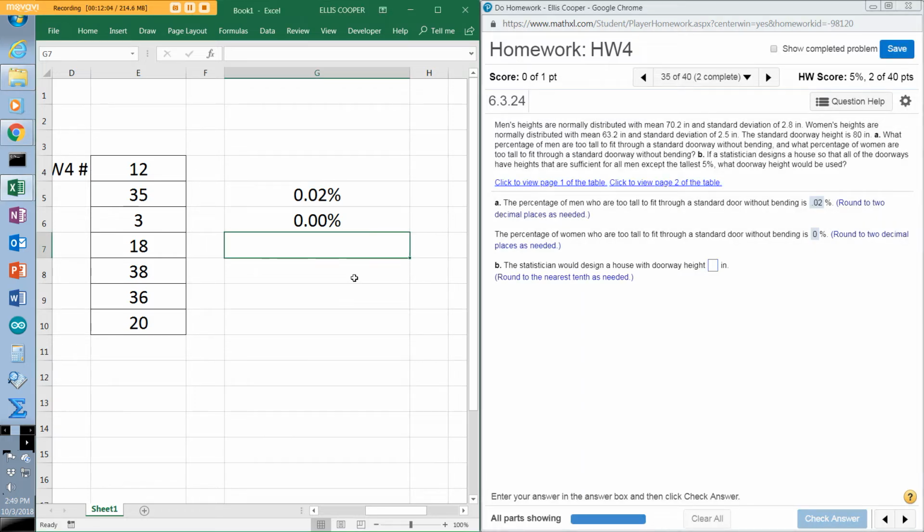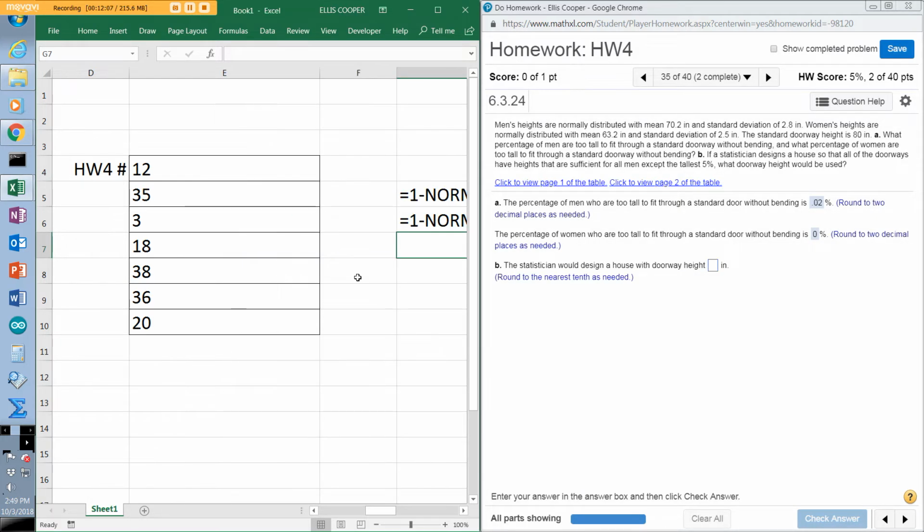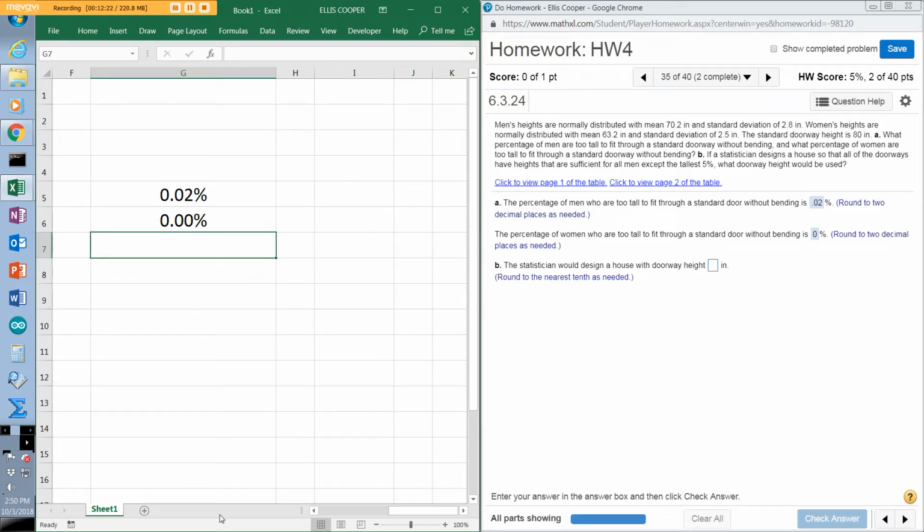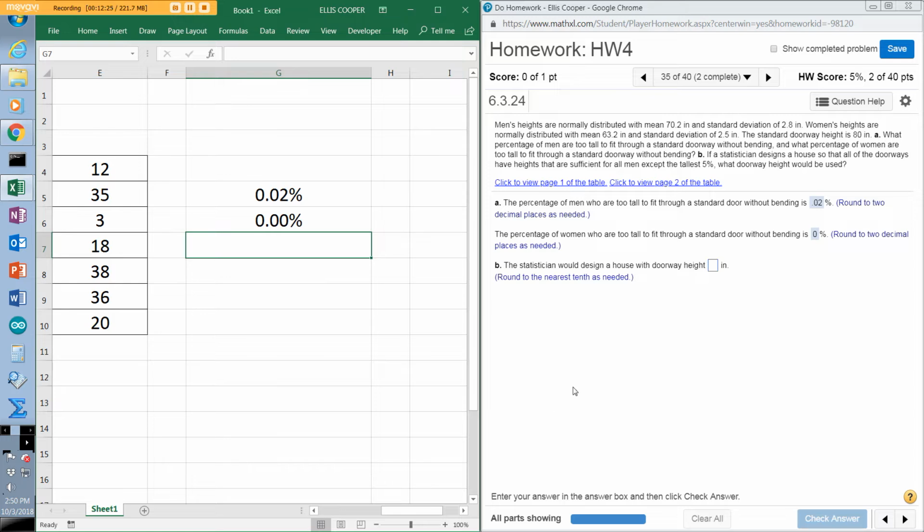Okay? Let me show you the formulas I'm using, because you always want to know the formulas. There they are. The top one is for men. The bottom one is for women. They're both right tail cumulative probability distributions because of the 1 at the right end. Okay, so we have more to do though, because, oh no we don't, that's the answer, that's 35, we just did it. All parts are showing. Oh, very nice. Oh, wait a minute, I didn't do part B.